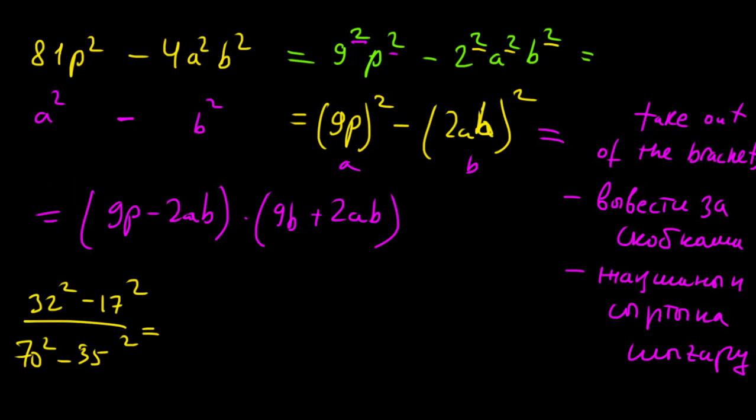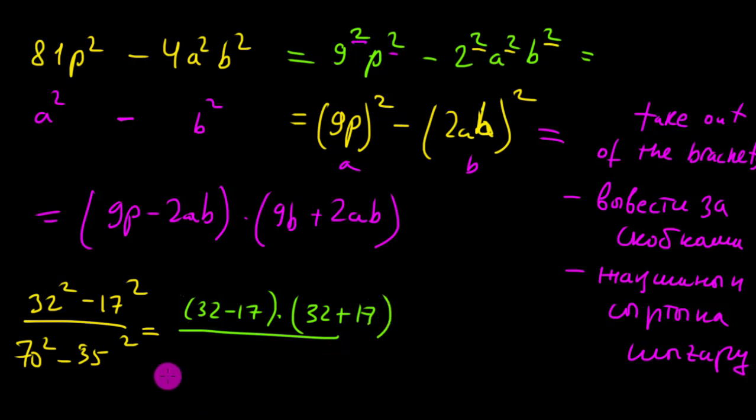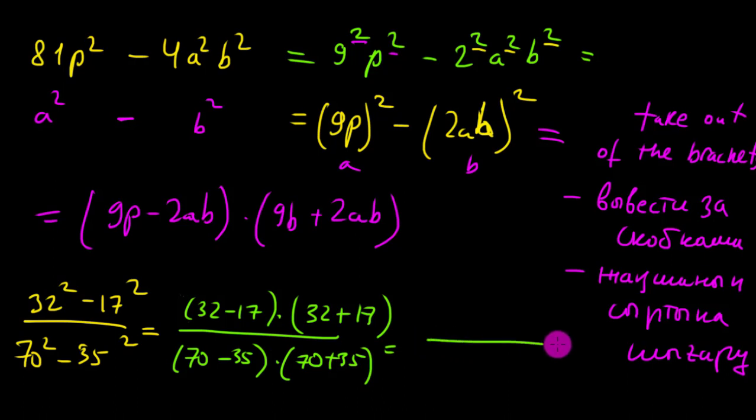So, 70, this is your a, this is your b. 32 minus 17 times 32 plus 17. And then here the same process, 70 minus 35 and then 70 plus 35. So what do you have here? 15, and then here 49, here you have 35, here you have 105.